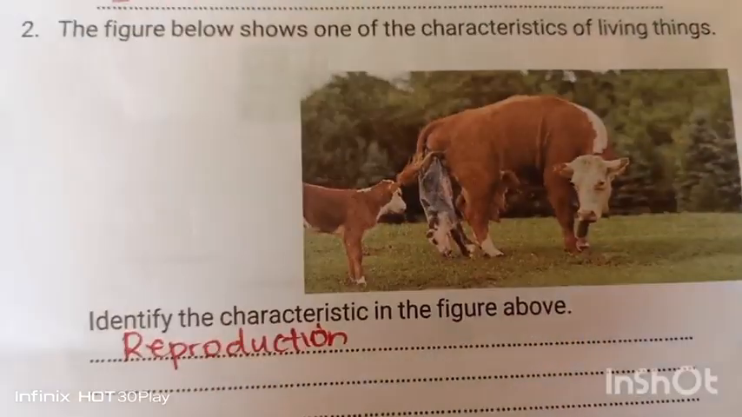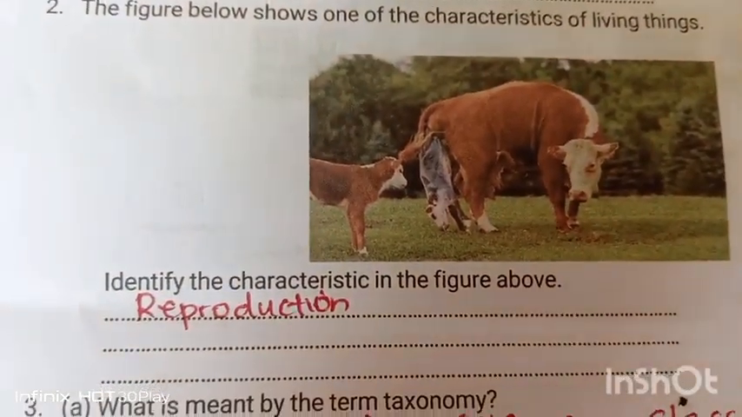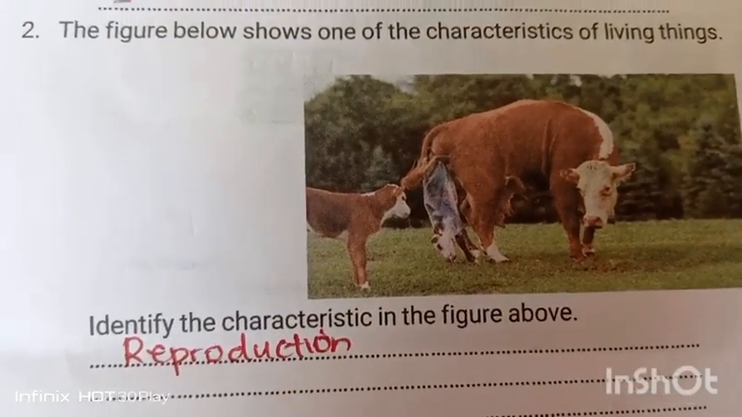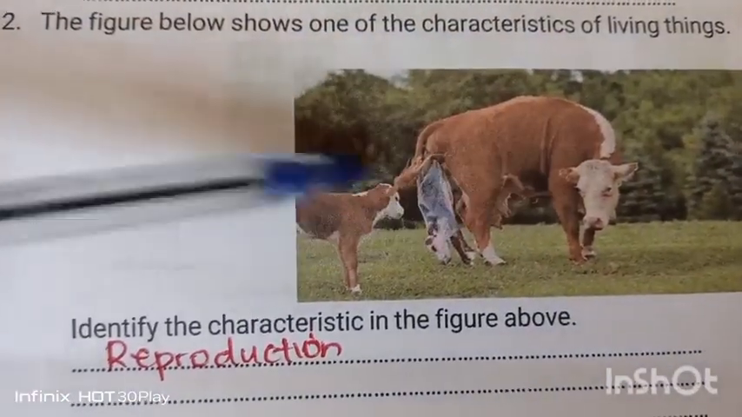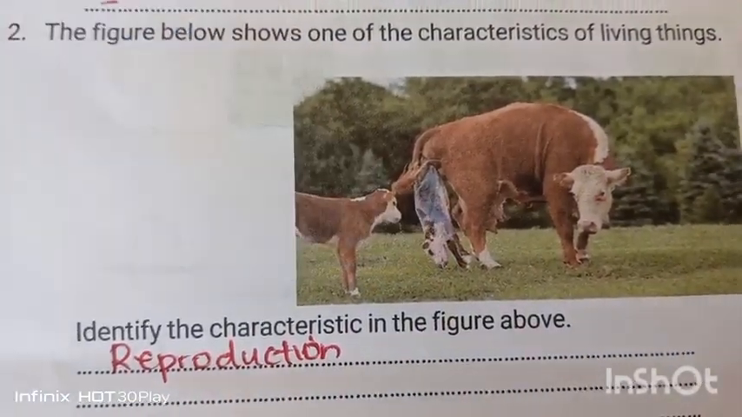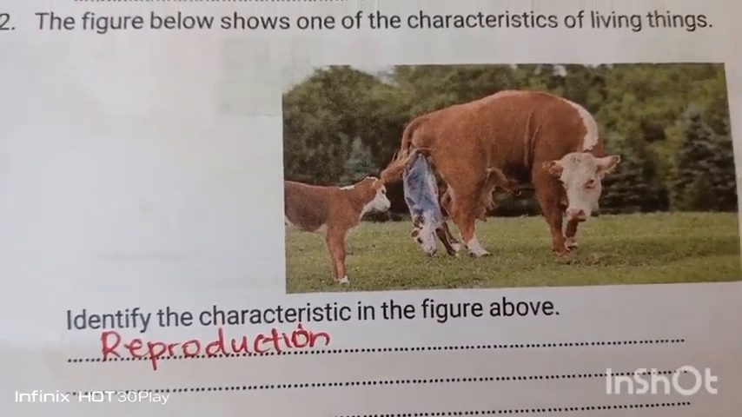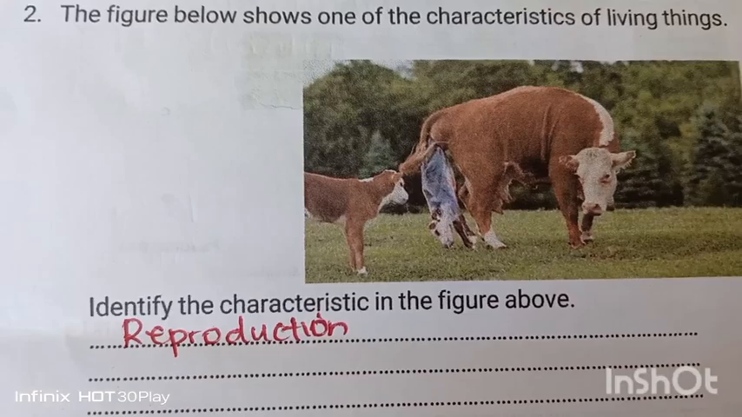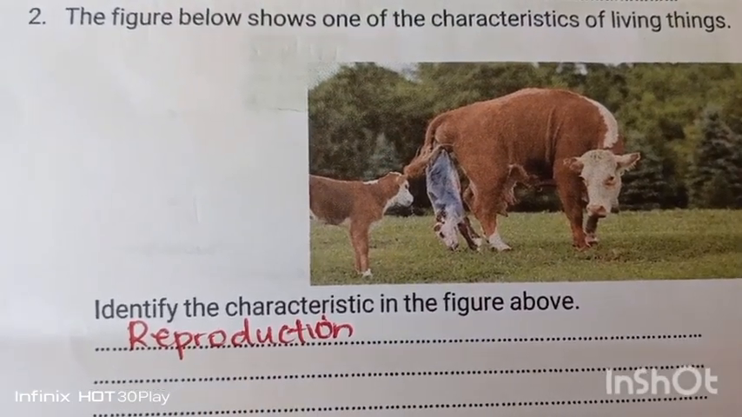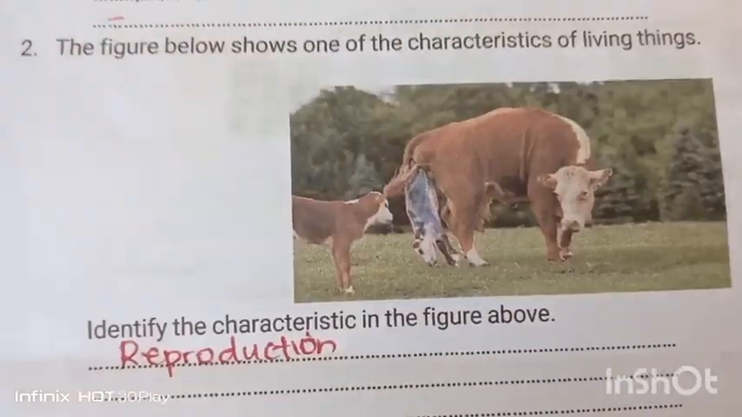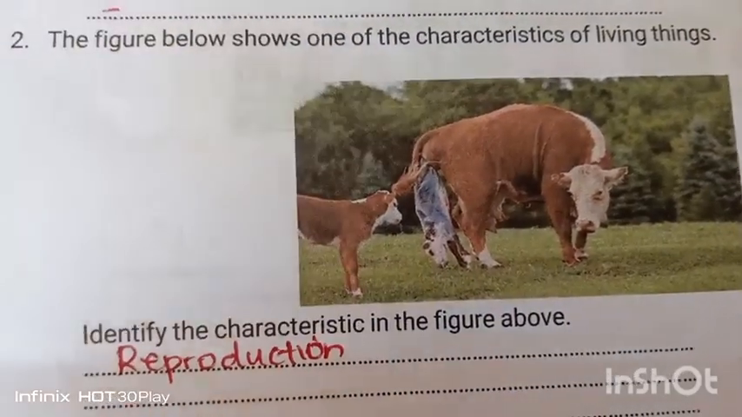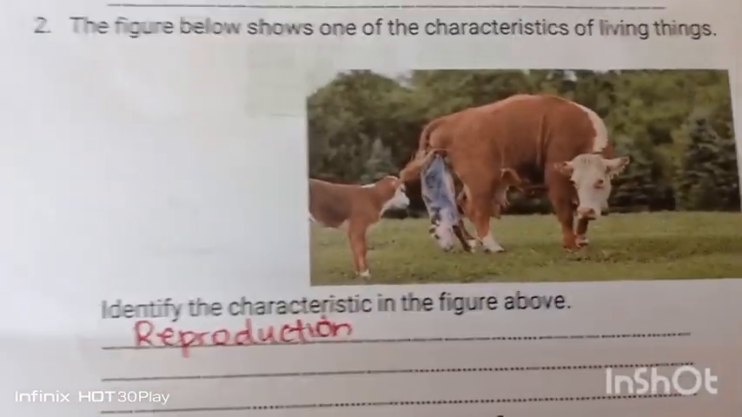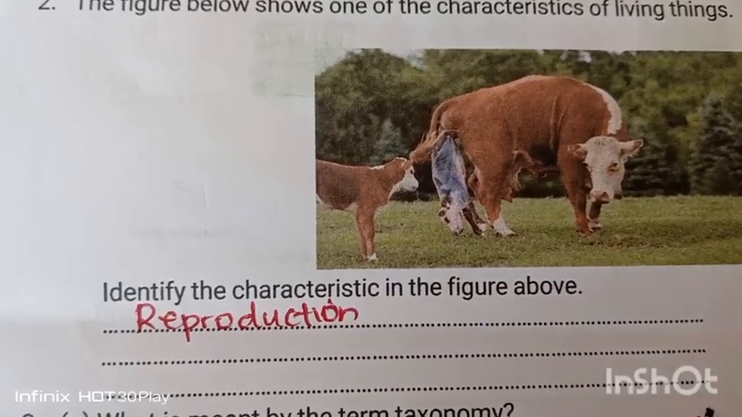The diagram below shows one of the characteristics of living organisms. Identify the characteristics. In this photograph, you can see clearly that we have this animal that is coming out. So in short, this animal is reproducing. It is giving rise to a live young one. So the characteristic displayed there is reproduction.